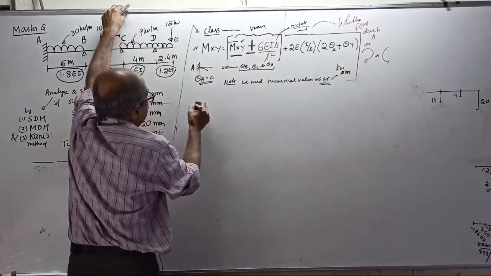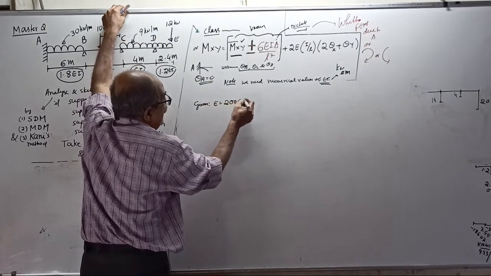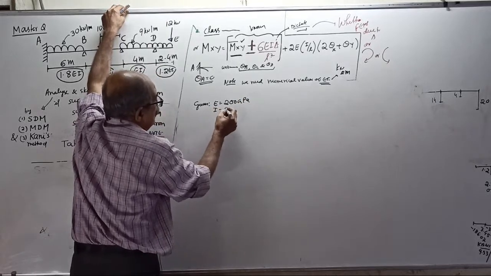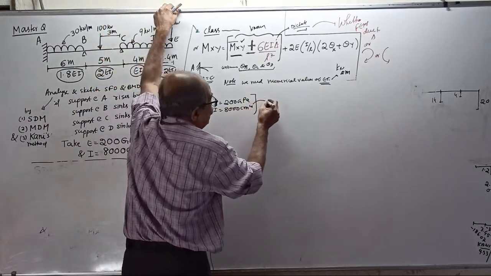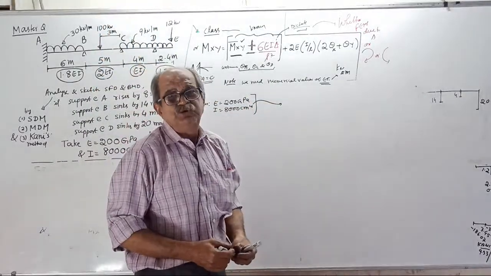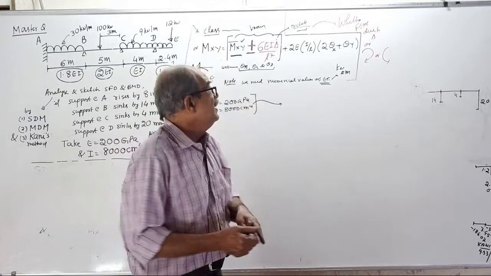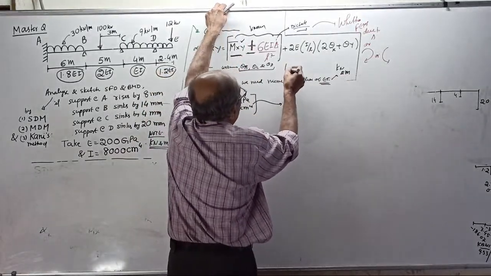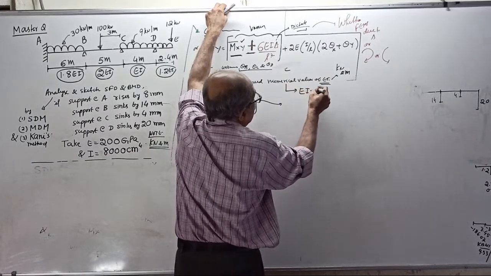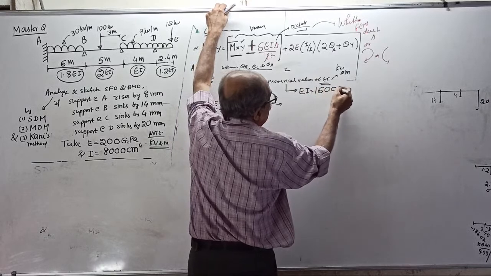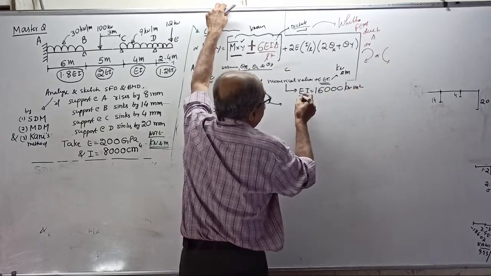Therefore, I will write here, given in the question: E equal to 200 GPa, I equal to 8000 centimeter power 4. Unit conversion you should do it. I cannot waste time for structural engineers; this I already explained earlier. Correctly solve and your EI will come 16,000. I already know the answer. Kilonewton meter square will come.